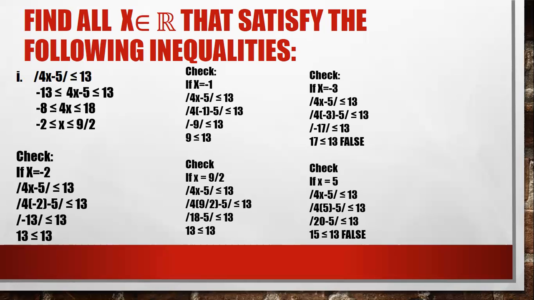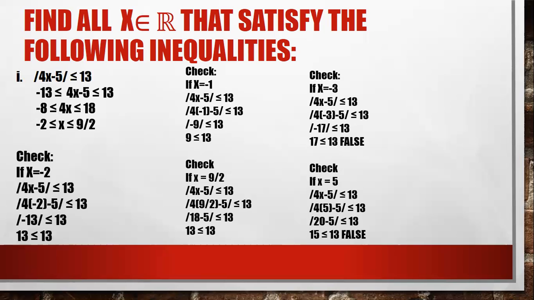So therefore, the only values that satisfy our equation are x greater than or equal to negative 2 and less than or equal to 9 over 2. So the interval, therefore, the values of x, where x is an element of the real numbers, are x greater than or equal to negative 2 and x less than or equal to 9 over 2.